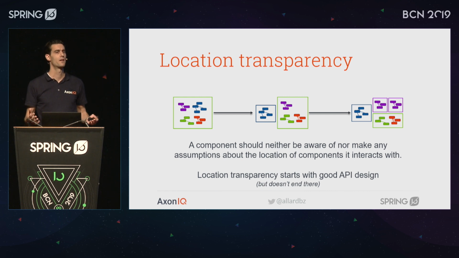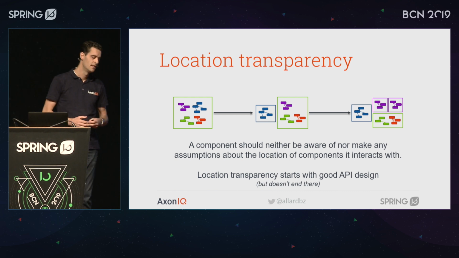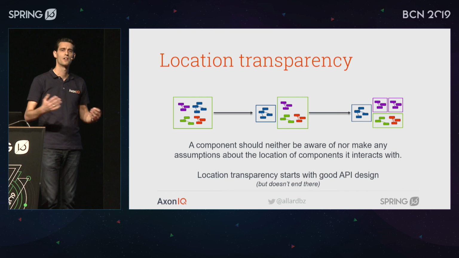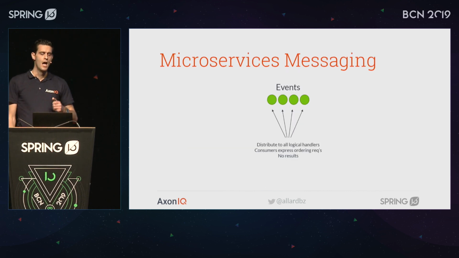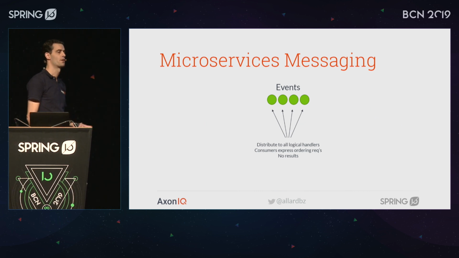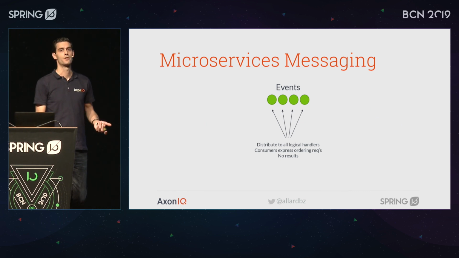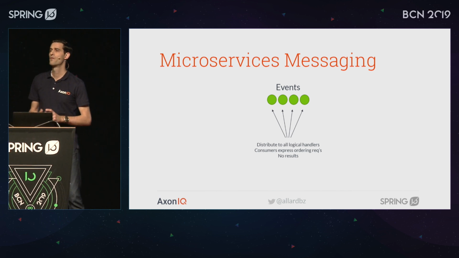Communication within a single JVM is pretty simple. We all know that. It tends to get infinitely harder when you have to cross JVM boundaries. So messaging is a very important concept in microservices, right? And we all know of events, right?